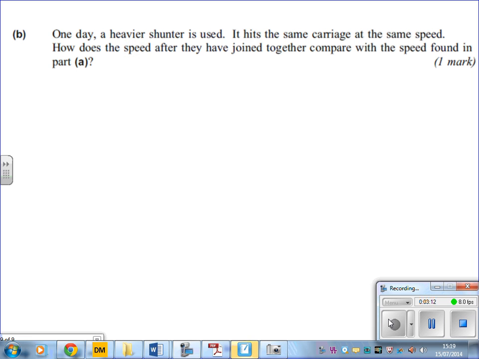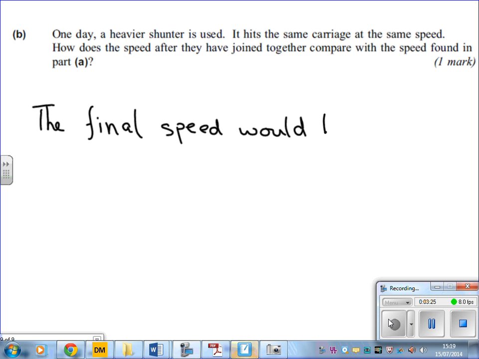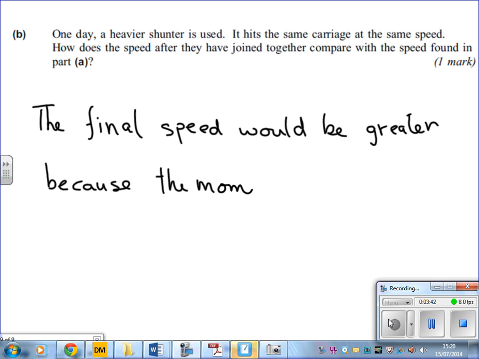So the answer to part B is going to be: the final speed would be greater, and because the momentum before collision is going to be greater.